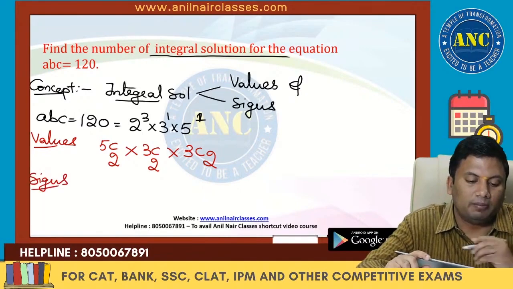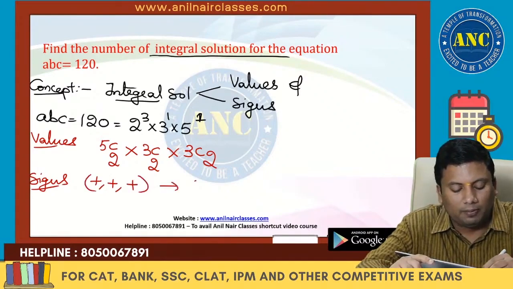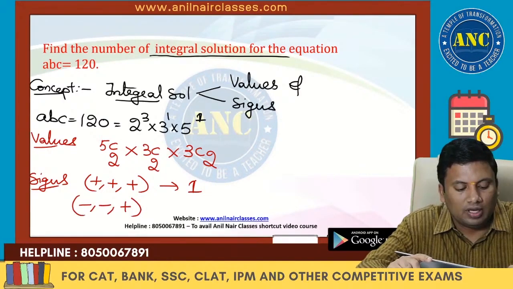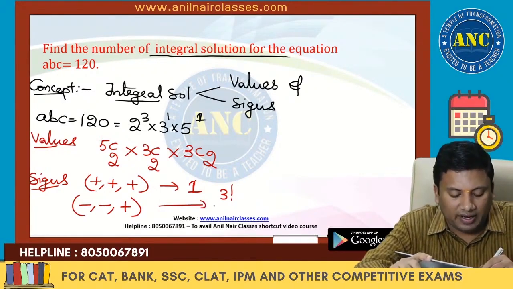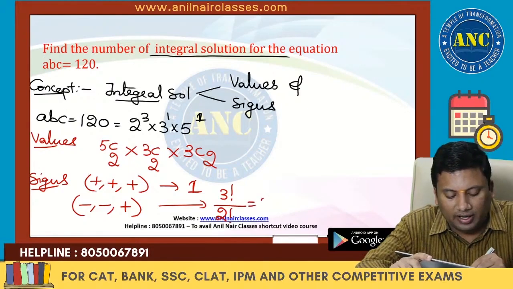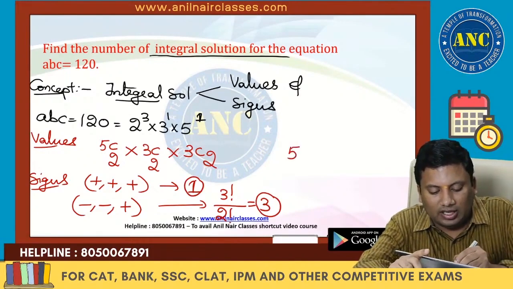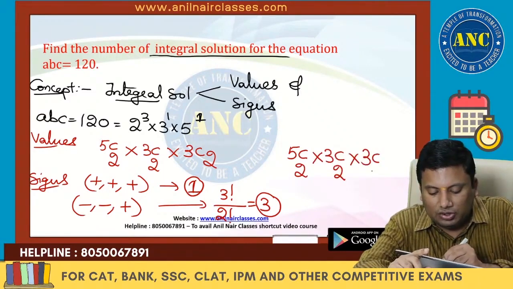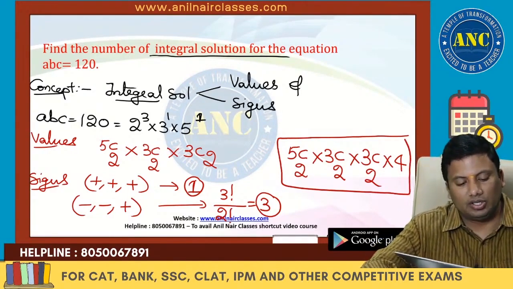Signs: the product of the 3 numbers is positive. So the 3 numbers can be positive, positive, positive, which gives 1 way. Or negative, negative, positive, since negative into negative is positive. The 3 signs can be arranged among themselves in 3 factorial, divided by 2 factorial because 2 negatives are alike, which is 1 plus 3, 4. So the answer is a combination of values as well as signs: 5C2 into 3C2 into 3C2 into 4.